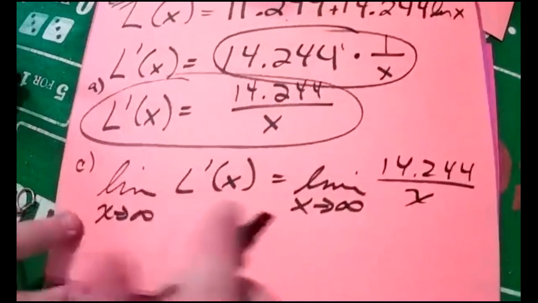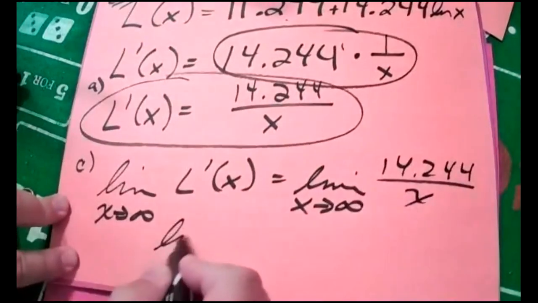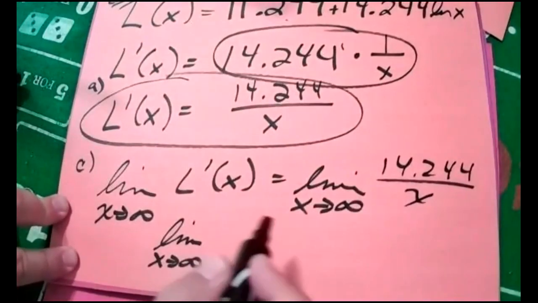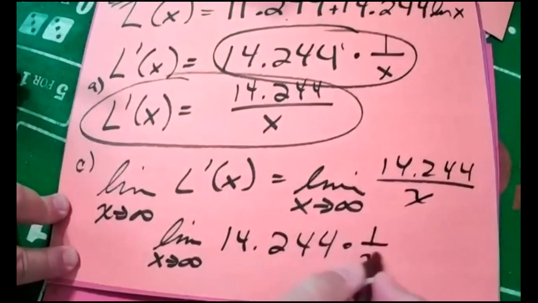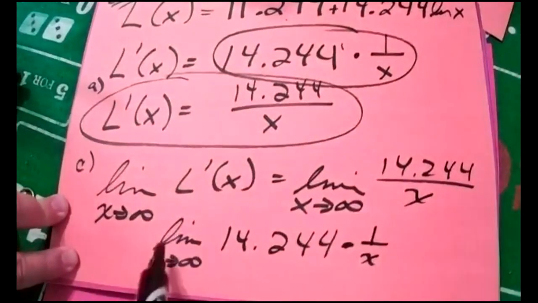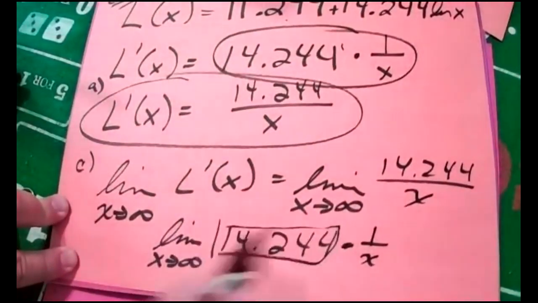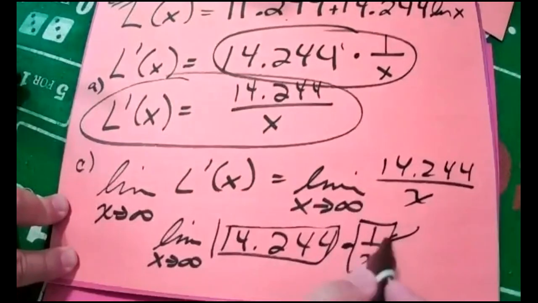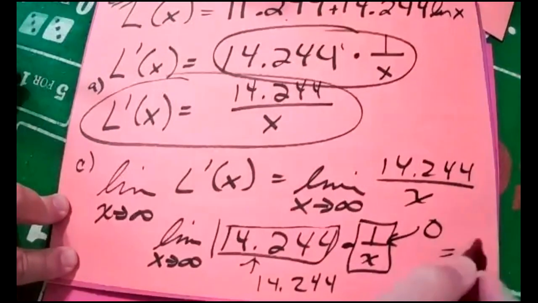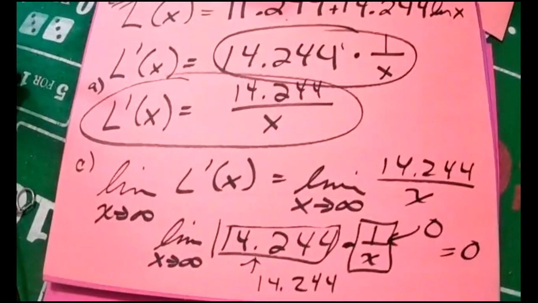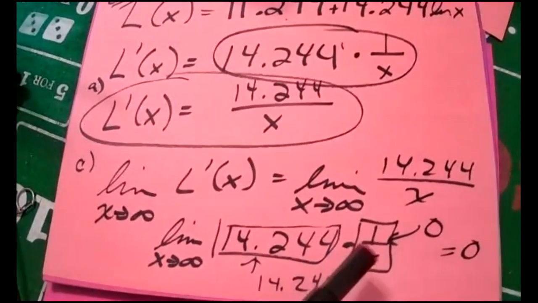Another easier way to look at it is to rewrite it looking like this. And then notice that you can do the limit of this and the limit of this and multiply them. The limit of this is 0. The limit of this is going to be, again, 14.244. What happens when you multiply them? So the answer ultimately for part C is 0. And we know that because we understand that the limit as x approaches infinity of 1 over x is 0. And that's something we established a while back.